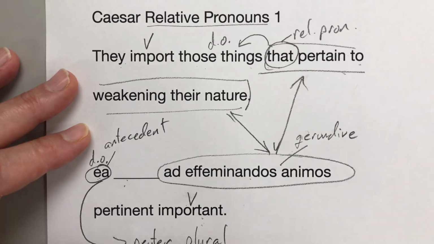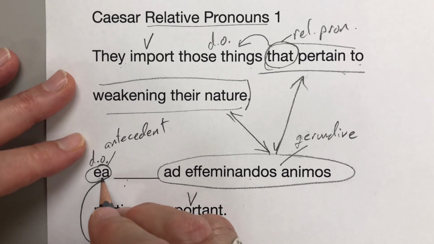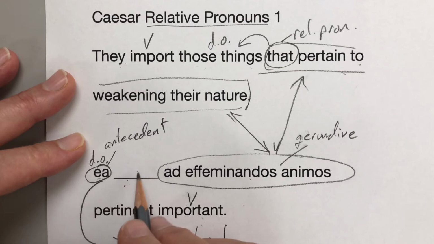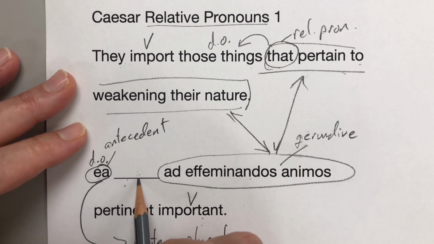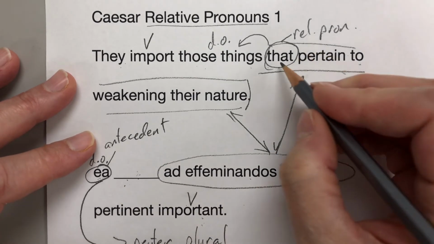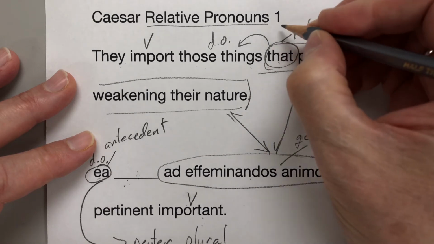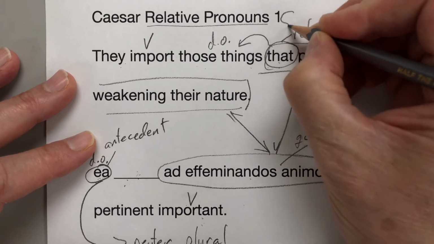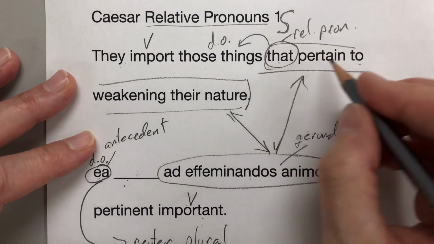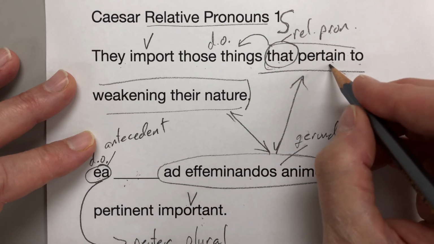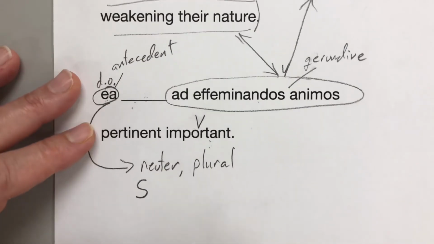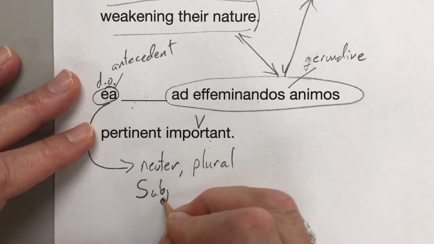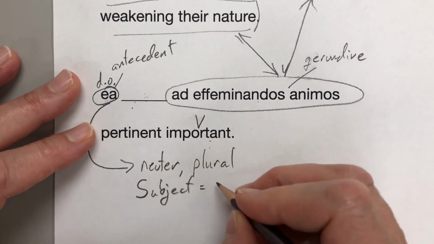All right. Now, ea itself is accusative. It's the direct object. But that doesn't mean the relative pronoun is going to be accusative. The case of the relative pronoun is determined by its function in its own clause. That pertain. In its own clause, it's a big S. It's the subject of pertain. So, it's going to be the subject. Subject equals nominative.